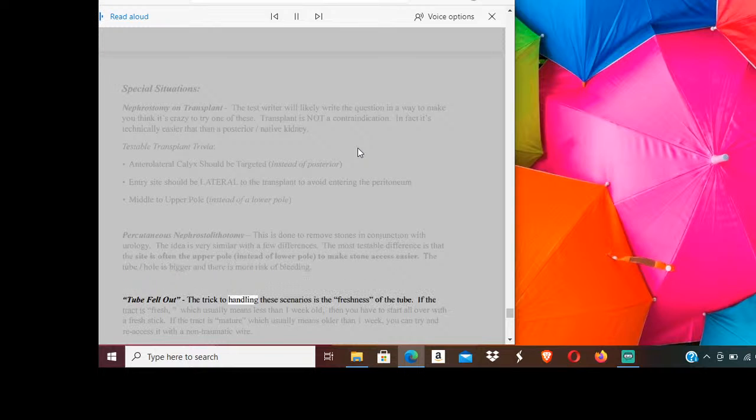Tube fell out. The trick to handling these scenarios is the freshness of the tract. If the tract is fresh, which usually means less than a week old, then you have to start all over with a fresh stick. If the tract is mature, which usually means older than 1 week, you can try and re-access it with a non-traumatic wire.